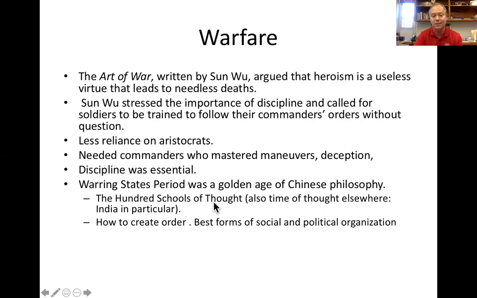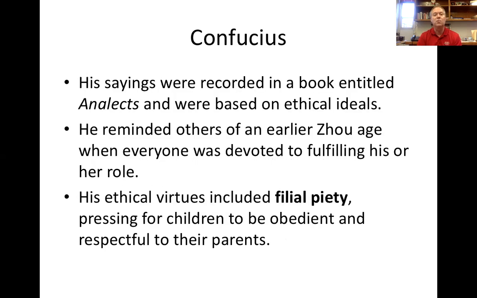It's a time period when you have a lot of different thoughts. It's called the 100 schools of thought. We're only going to talk about a couple of them, but these are important thinkers who tried to figure out how best to bring order to society and what's best for people to live under. Not warfare, but more peace.